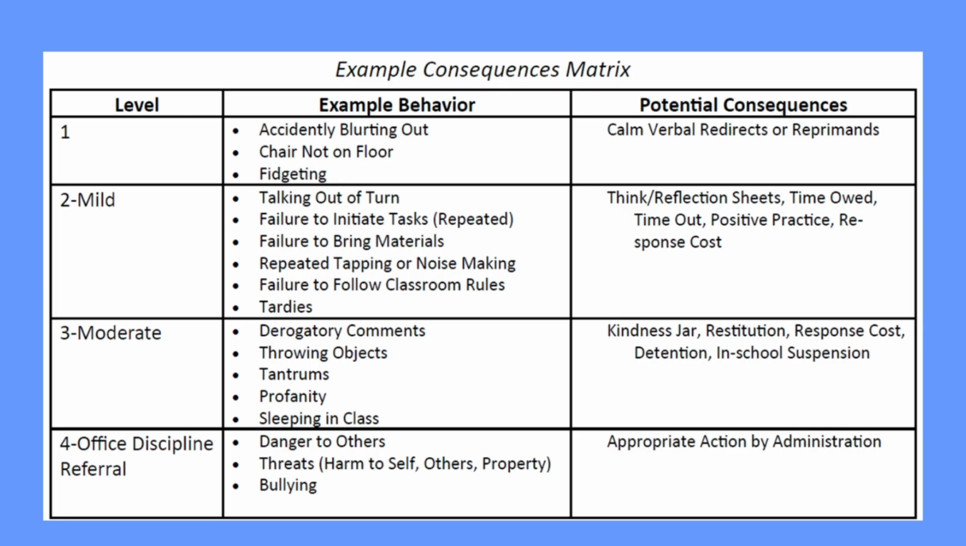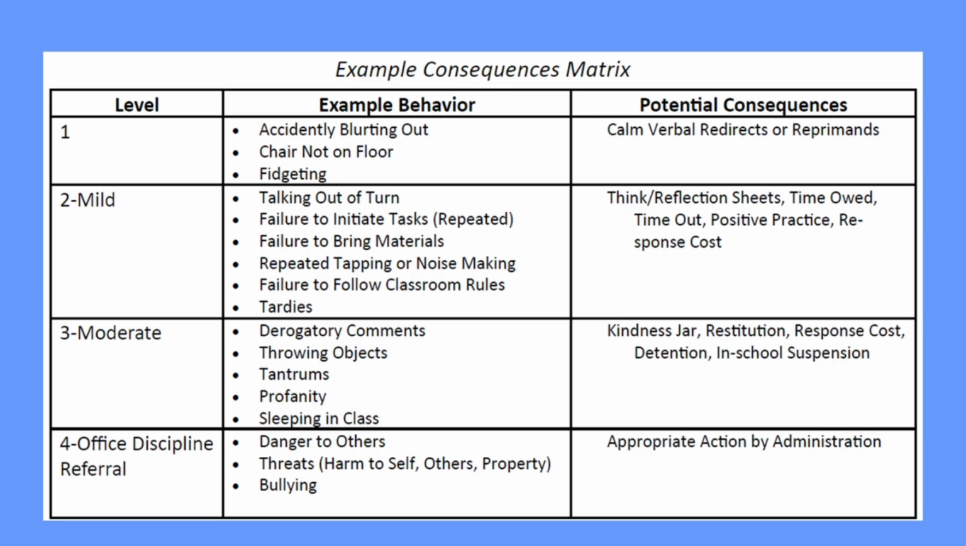Similarly, for the moderate level, I repeat, what does moderate level mean? Moderate level behavior problems mean that they are making some derogatory remarks or comments to the peers. They are throwing objects. They are showing some tantrum if they are not doing something. There can be an issue of profanity or sleeping in the class. So what can you do? There are many consequences like kindness jar, restitution, response cost, detention, in-school suspension, many things you can adopt.